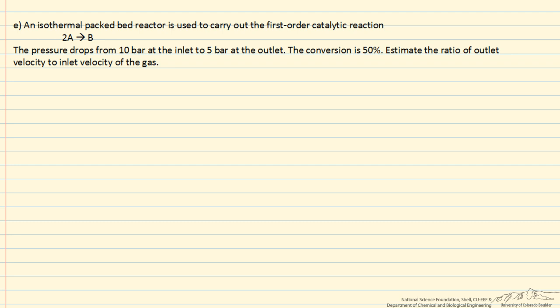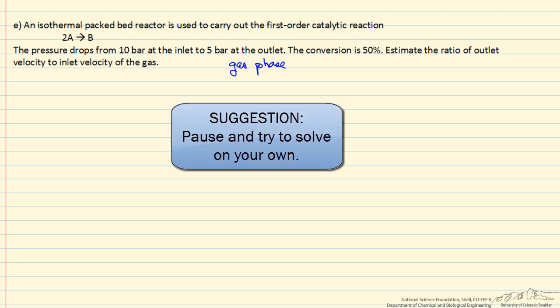In this problem, we have an isothermal packed bed reactor, and we're carrying out a first order reaction of 2A goes to B. Important that we mention this is a gas phase reaction. And at the outlet of the reactor, we've converted 50% of A. We've also dropped the pressure because it's a packed bed from 10 bar to 5 bar. And the question is, what's the ratio of the outlet velocity to the inlet velocity?